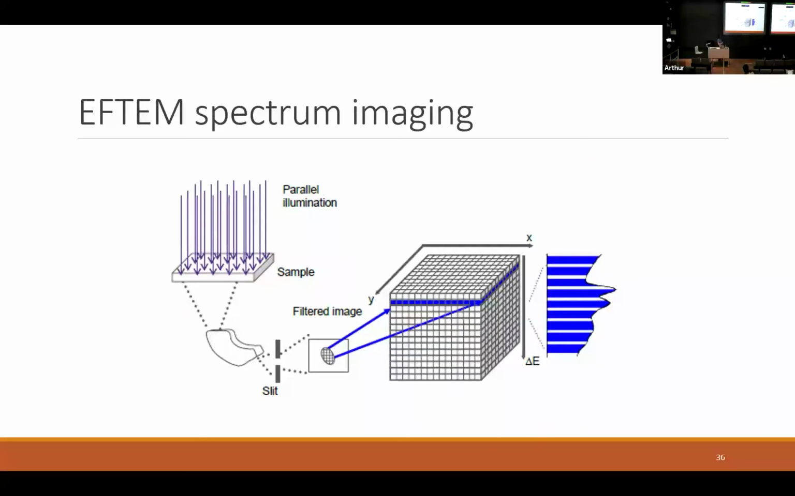So similarly to what we had before, we've got the electrons hitting the sample, coming in, using the slit to decide what energy range, and then we get an image here. And then what we can do is we can keep moving the slit in energy space across the spectrum. And then we build up all the stack of images. And then if we slice down here, then we get back our EELS spectra. So it's kind of the same thing, but in reverse.